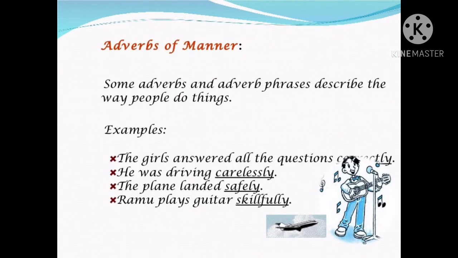So here is the first kind, adverb of manner, which indicates in which manner the action is done. Let's look at the examples given below. The girl answered all the questions correctly. He was driving carelessly. The plane landed safely. Ramu plays guitar skillfully. So if you notice, you'll see all the examples given here indicate the manner in which the action is being done.